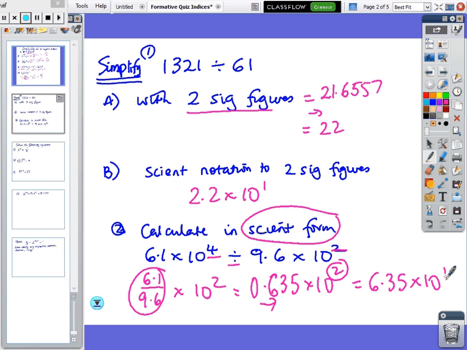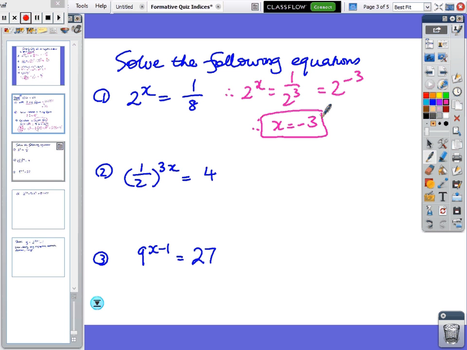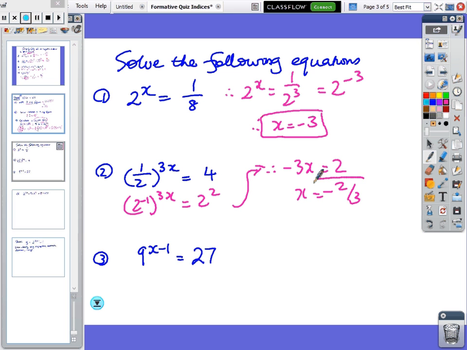Okay, moving across. Okay, so we've got some indice equations. You shouldn't need to use logs, these should all just be same base. So pause, and when you're ready, come back live. Okay, so this one is 2 to the x equals 1 over 2 cubed, which is 2 to the minus 3. So the first one is just minus 3. Next one, that's going to be 2 to the minus 1 to the 3x equals 2 squared. Therefore, minus 3x equals 2, x equals minus 2/3.